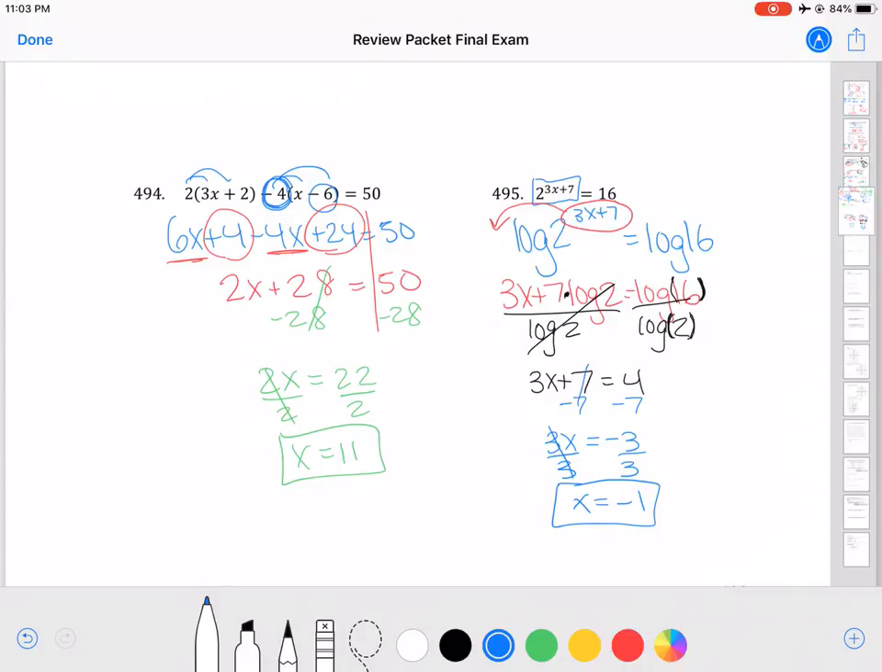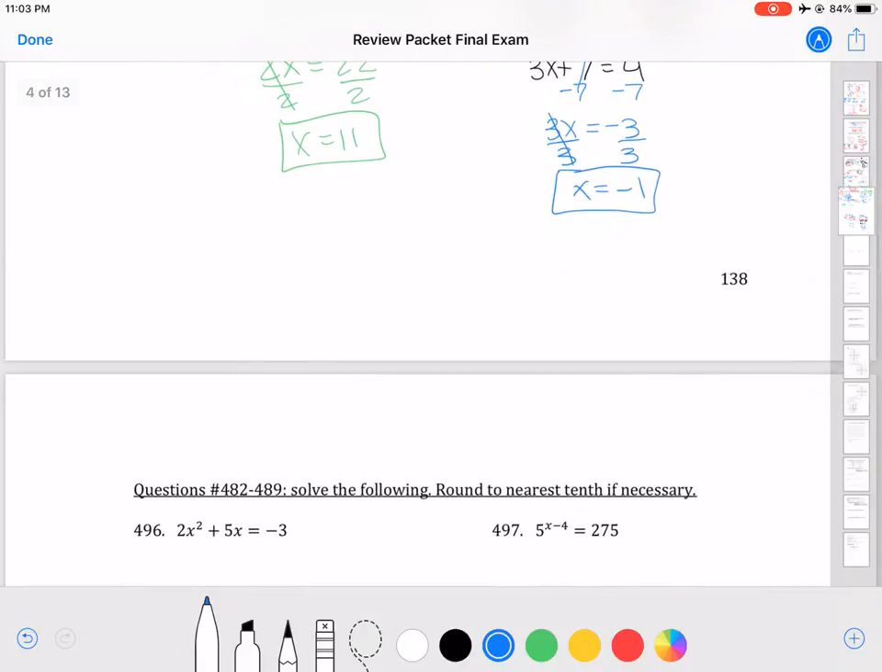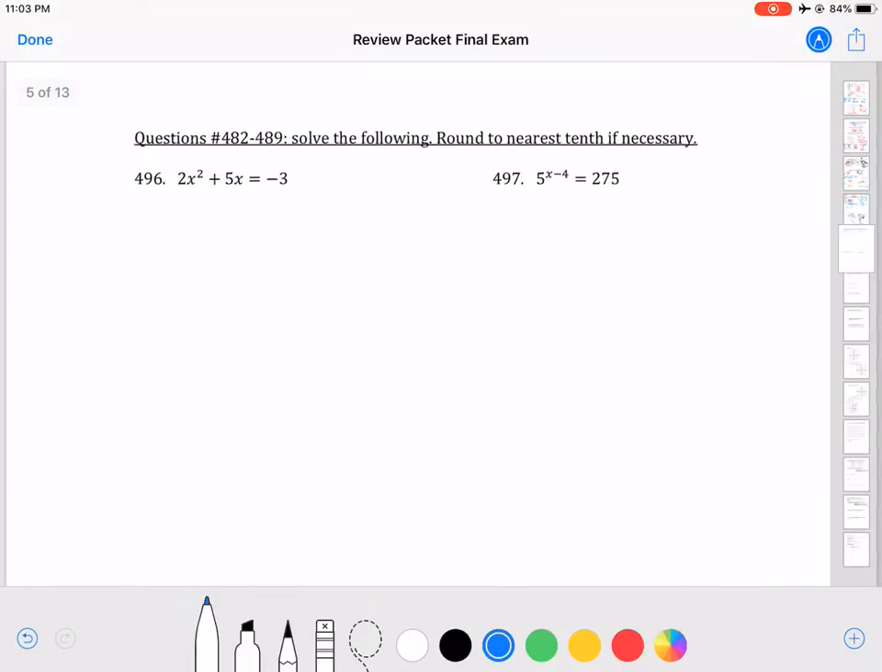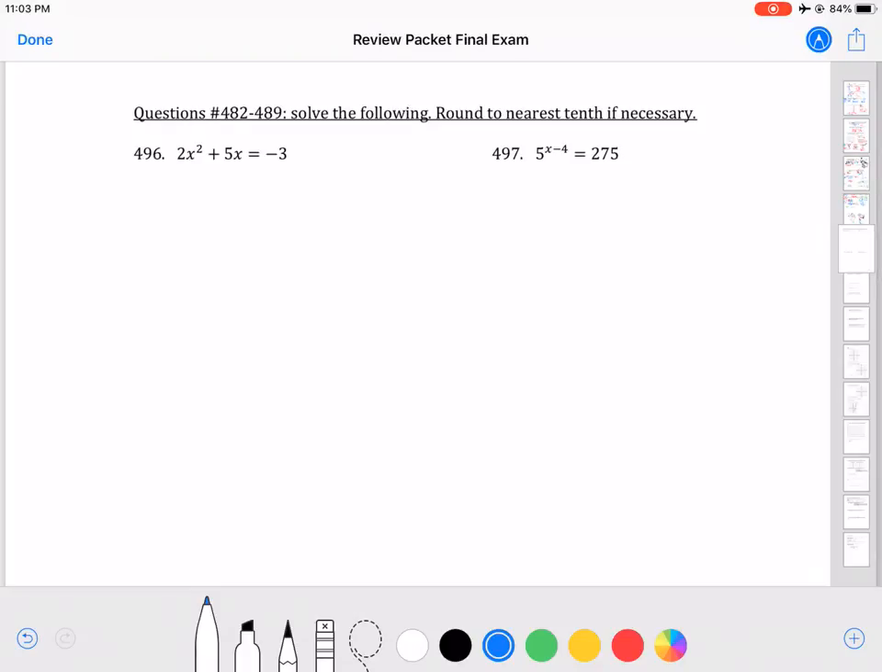Again, common bases would have worked for that one. The method is a little bit shorter, but there's a little bit more thinking involved, and it doesn't always work. But if you prefer common bases, just check my key, and you'll hopefully have a little bit easier time with it.